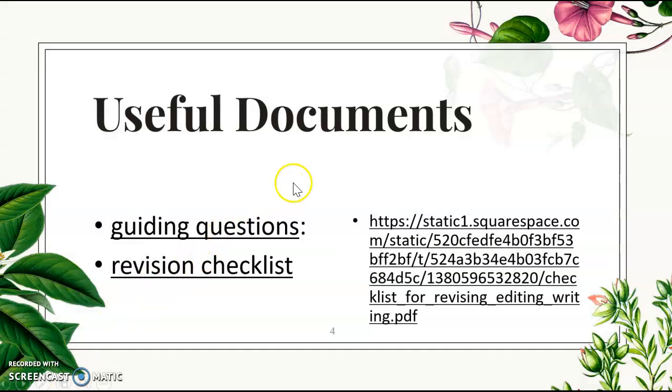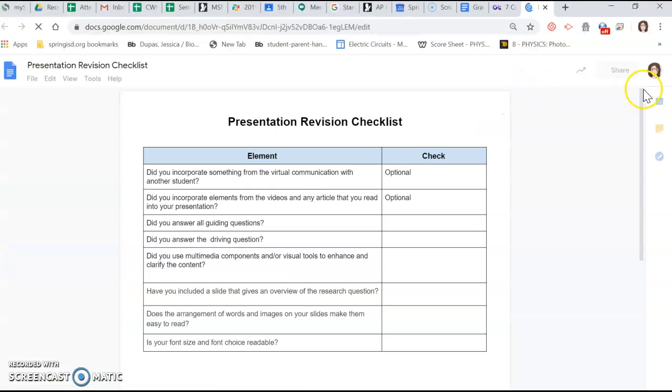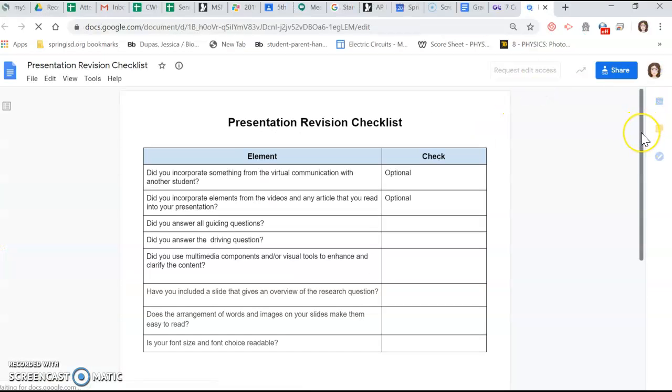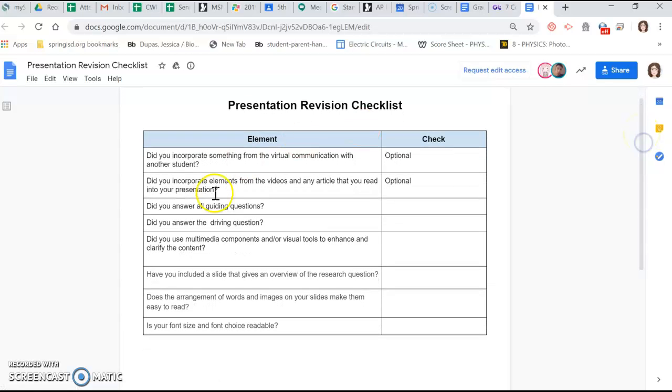All right, I'm going to send you this PowerPoint also. These first two are the guiding questions, and then there's a revision checklist in your PBL. And it looks like this. I'm not going to show you the guided questions because I feel like we looked at them a lot last week. So basically, these are the things to ask yourself when you're finishing up your PowerPoint: did you answer all the guided questions? Did you answer the driving question?